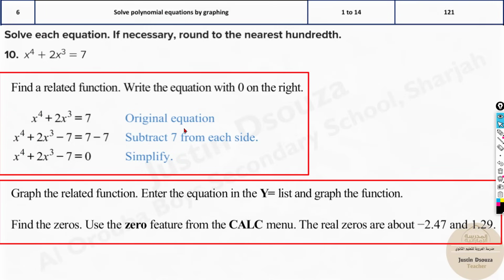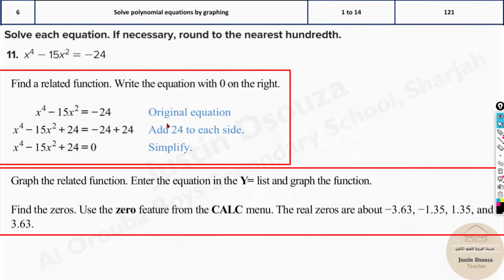Substitute the x value on both the sides and it must be equal to 7, and that's how we get the answer. Please go back in the video. We have done such problems. Only when you put negative 2.47 or 1.29, the right side will be equal to 7. So type this x power 4 plus 2x cube in the calculator. Calculate these two values and check the answer. It will be close or equal to 7.